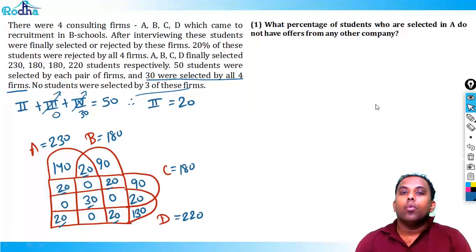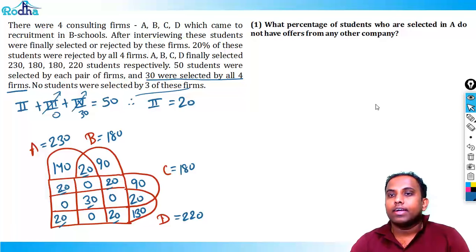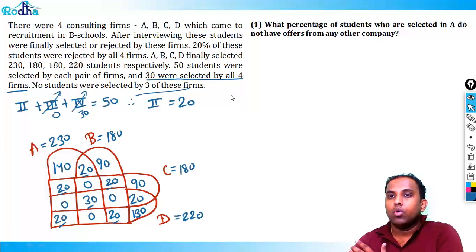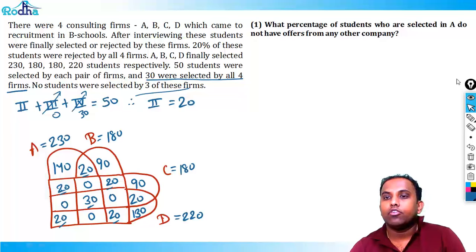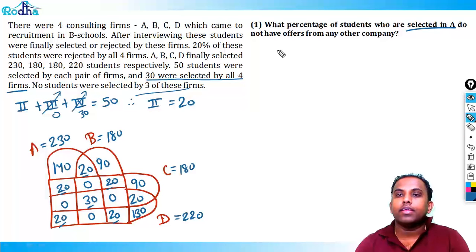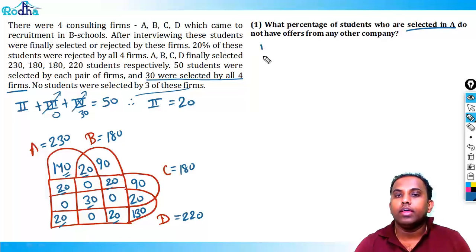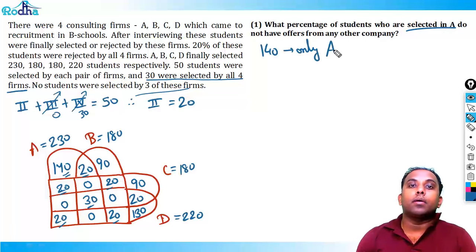First question. What percentage of students who are selected in A do not have any offers from any other company? Okay, so they are selected in A, right? So students were selected in A. That means 230 are selected in A out of total and 140 are selected in only A, right? They don't have any other offer. 140 is only A. That means these 140 students do not have any offer from any other company.